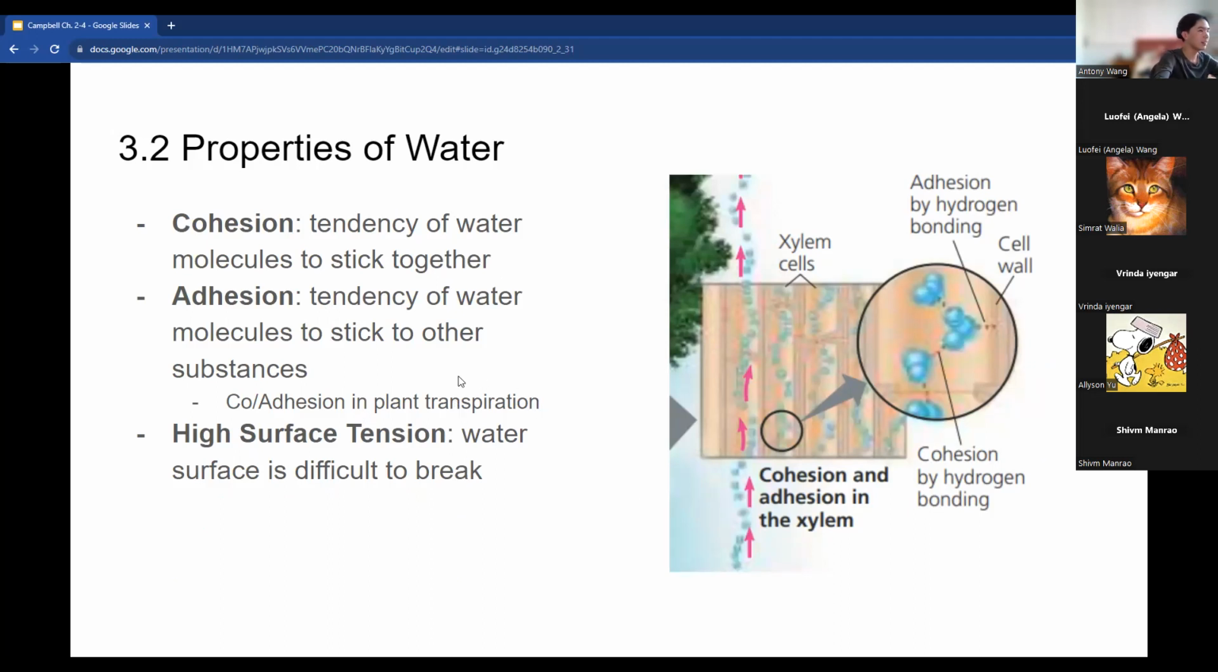And finally, because water is bonded very tightly, it has a high surface tension. So if you've been to a pool and you slap the water, it doesn't break immediately. It kind of hurts, right? That's the high surface tension in play.